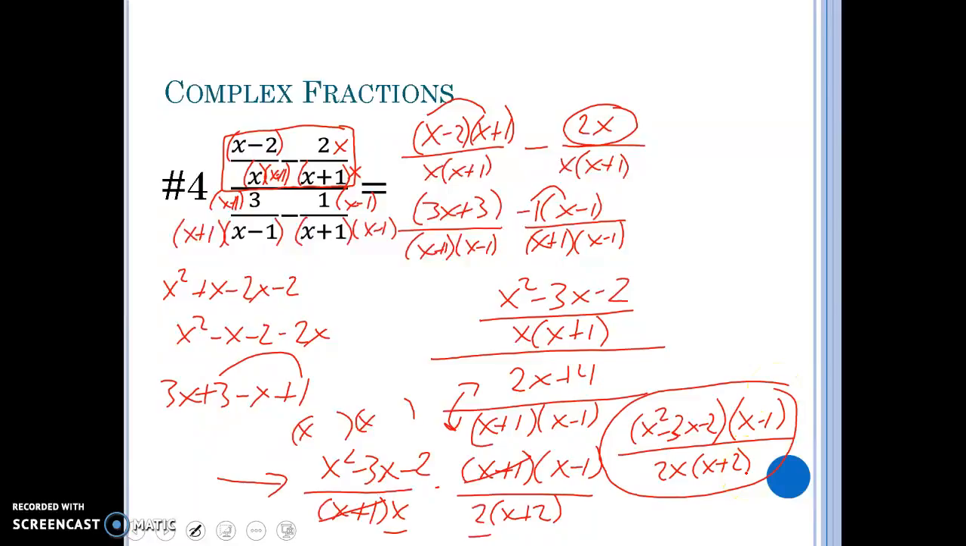Again, I will have restrictions. X cannot equal 1 or negative 1 because it'll make those denominators equal to 0. It can't be 0 because then this denominator would be equal to 0. And it can't be negative 2 because if it's negative 2, then this would be 0. And anywhere in the process, I cannot have a denominator that's equal to 0. And so that's what the answer is to number 4.